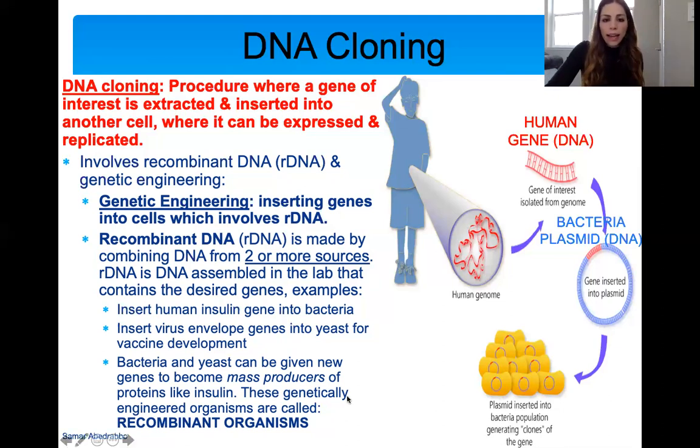Can we take pieces of those genes and use them in vaccine development to have people create an immune response to that? And we use bacteria and yeast where we do most of our cloning because they're mass producers. They reproduce really quickly, and each of them has their own benefits. The genetically engineered organisms are called recombinant organisms. So your genetically engineered bacteria that has an insulin gene from humans is a recombinant organism. Your yeast organism that has a gene from some virus is also a recombinant organism.